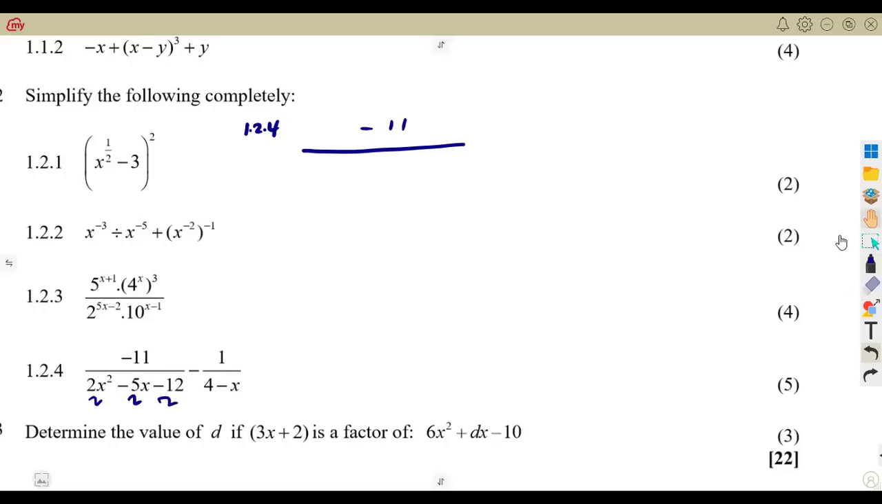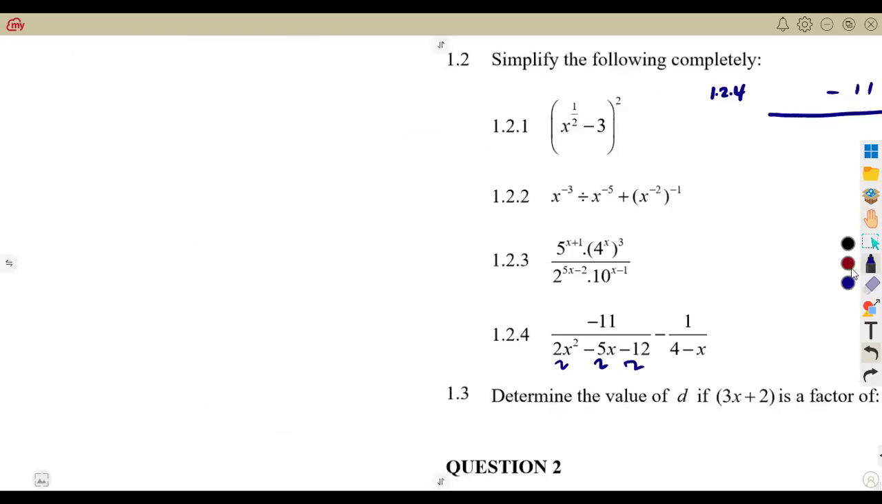And how to factorize, guys, is in your hands. How are you going to factorize 2x squared minus 5x minus 12? How you factorize it is in your hands, but you can just use the basic way that maybe all of us can understand.